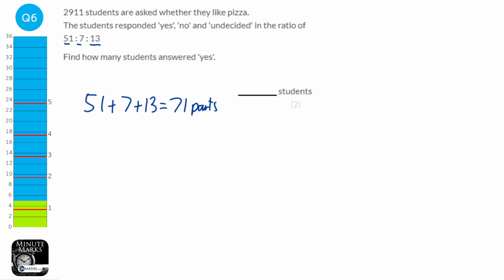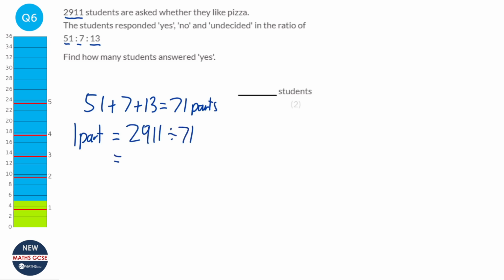Now each part is equal. So to find out the value of one part, we're going to do how many students there are, which is 2,911, and divide it by the 71 to find out what one part is worth. How many students are in one part? One part's worth 41 students. So each one of those parts in the ratio is 41 students.